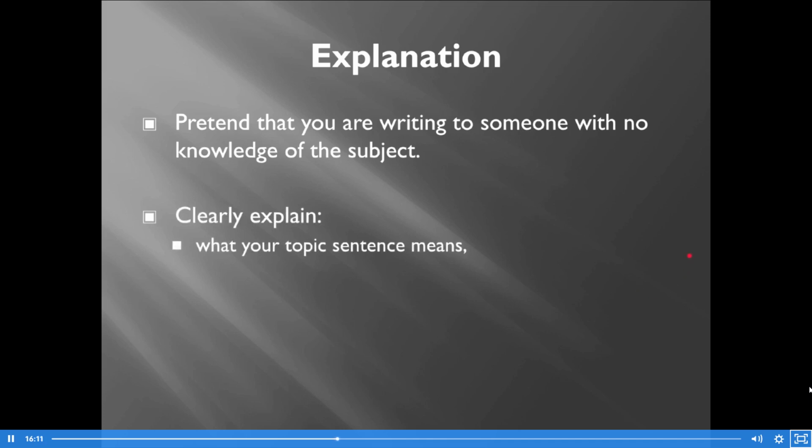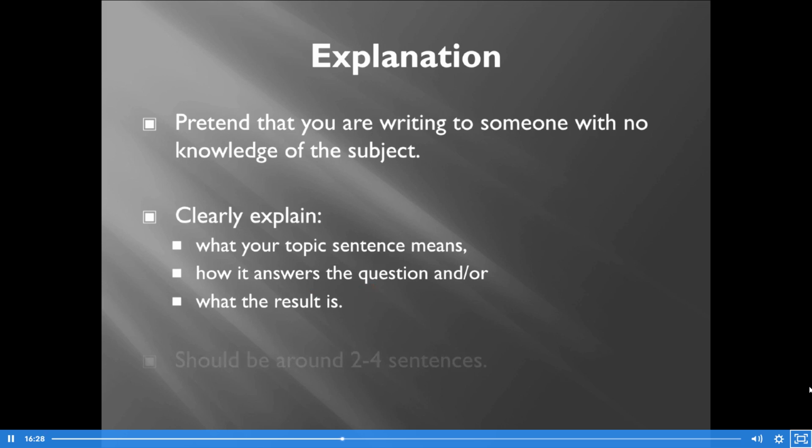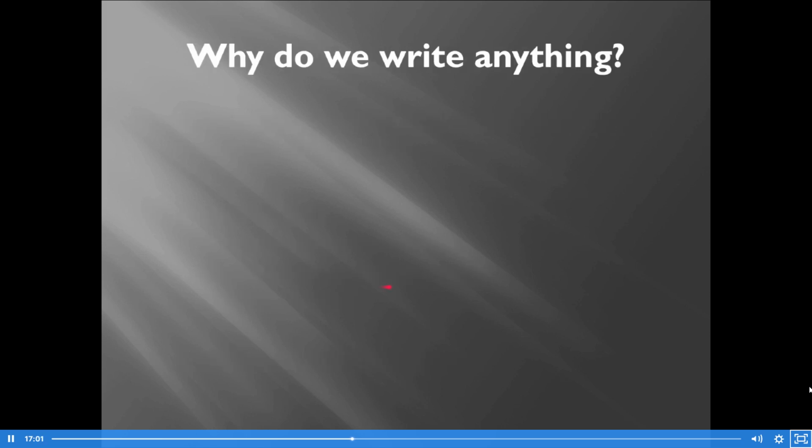Clearly explain what your topic sentence means, how it answers the question, and or what the result is. You don't always have to put the result in, but you might have to put that in. I'm just giving you all the tools that you need in order to fully explain your main idea. And it should be between 2 and 4 sentences. Don't worry too much about the number of sentences. Really focus on the quality of those sentences. But if you write 1 sentence for your explanation, that's probably a little bit too short. If you go over 4, that's probably a little bit too much and you'll run out of time. Normally it's about 2 to 4, but you can write 4 sentences and get a band 9, or write 4 sentences and get a band 5. It's really about the quality of those sentences.